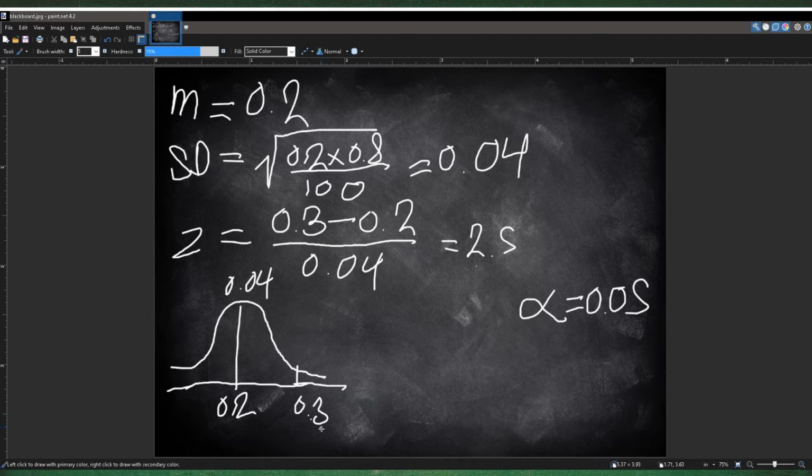So this already seems like it's unusual, but you might want to check it. The z-score right here is basically 2.5. All you have to draw is write the 0.04 as your standard deviation, 0.2 as your mean, and 0.3 as your p hat, and you color this in, and that's your area.